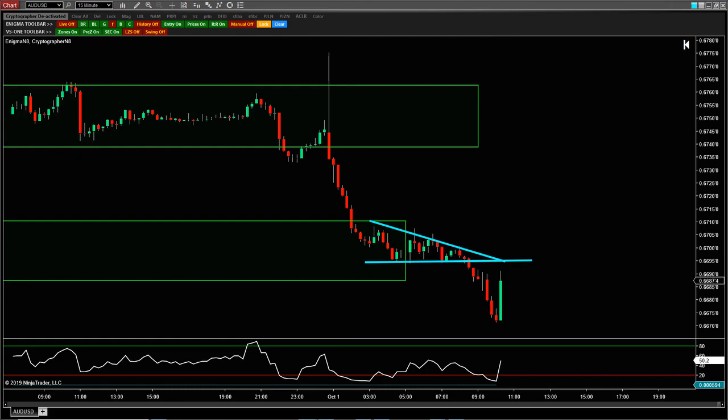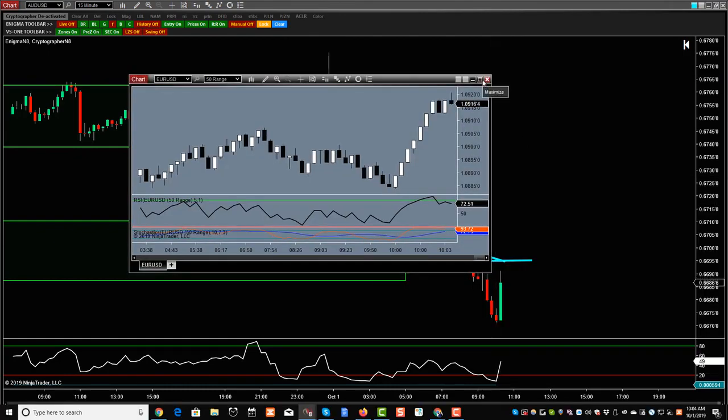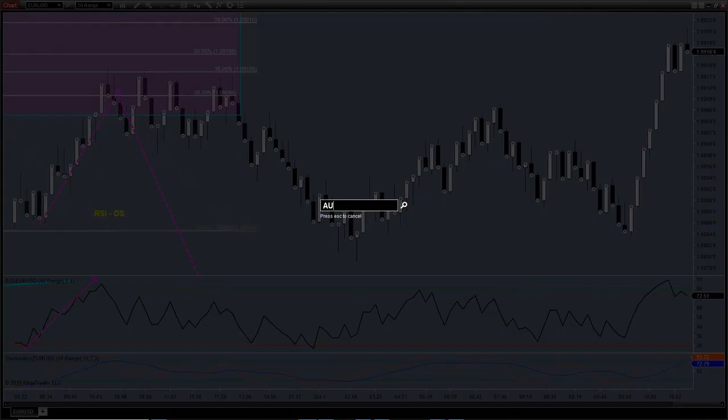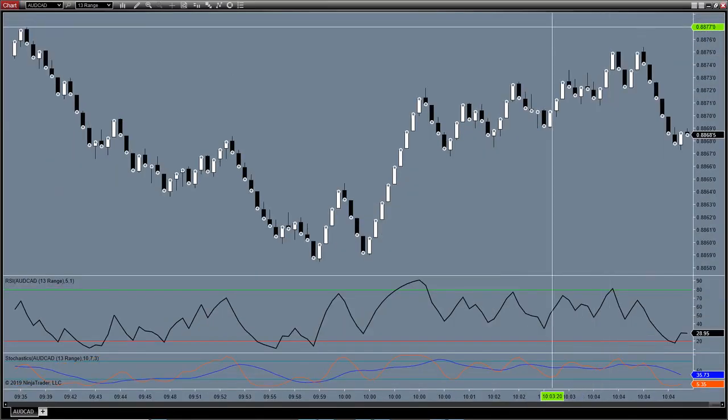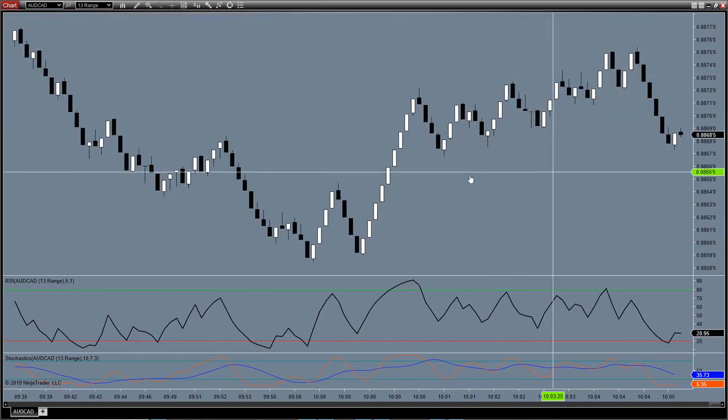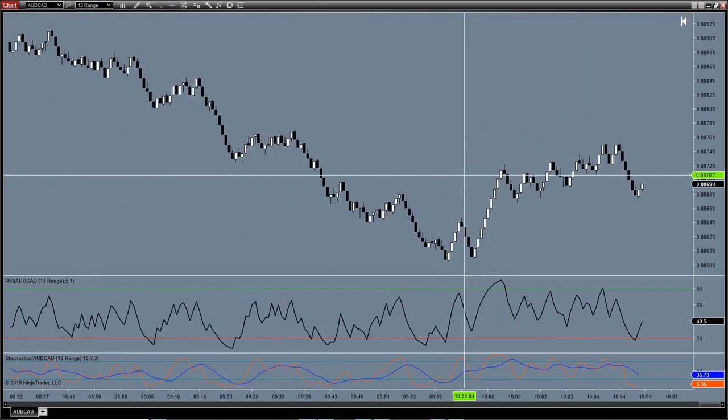Aussie Canada is going to be very similar. Well, I shouldn't say that. I should look at Aussie Canada first. 13 range. Yeah, so similar situation in Aussie Canada.